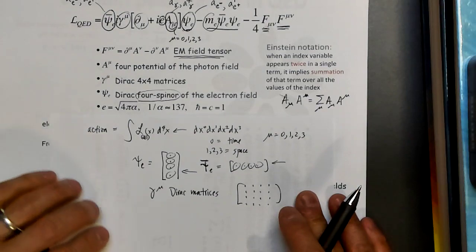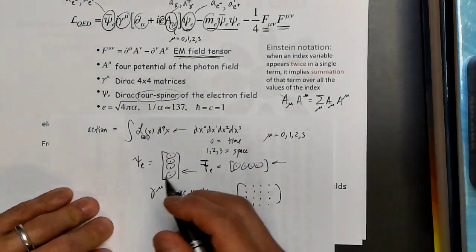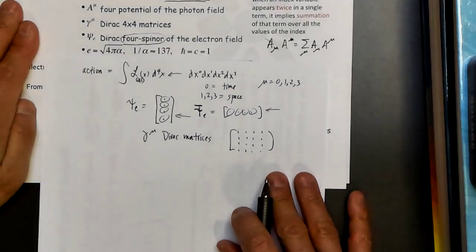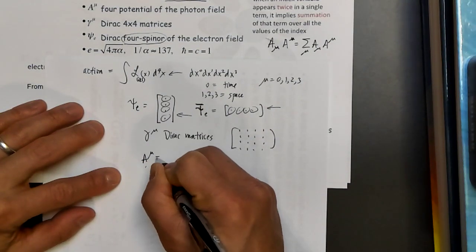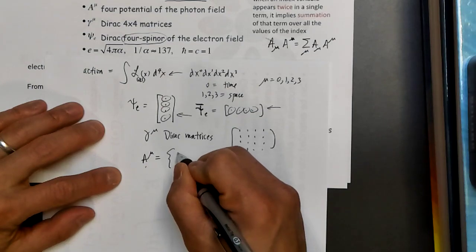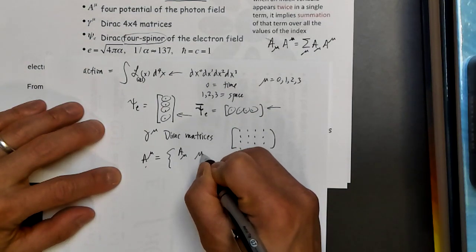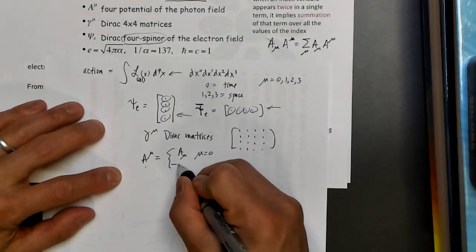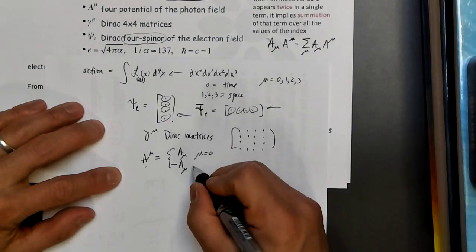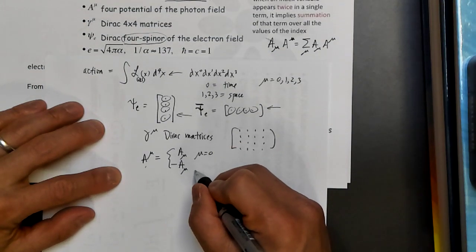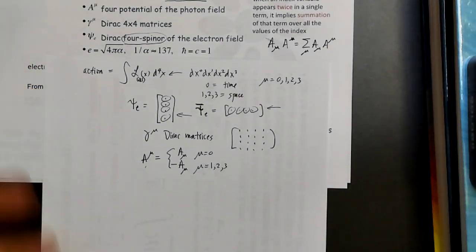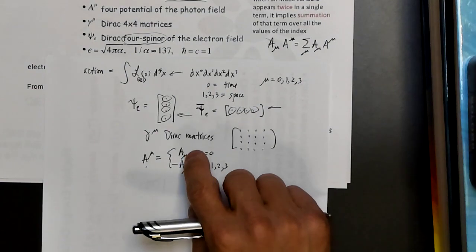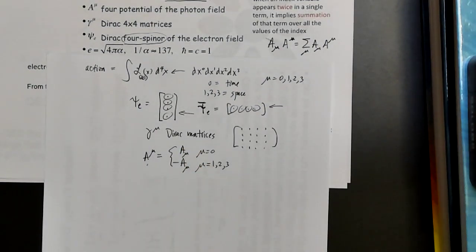Now, I should tell you the difference between the upper and the lower indices. If I have an upper index, it will be equal to the lower index if mu is equal to 0, or it's equal to minus the lower index if mu is equal to 1, 2, or 3. So raising or lowering the indices does nothing if mu is equal to 0, but it gives you a minus sign if mu is equal to 1, 2, or 3.